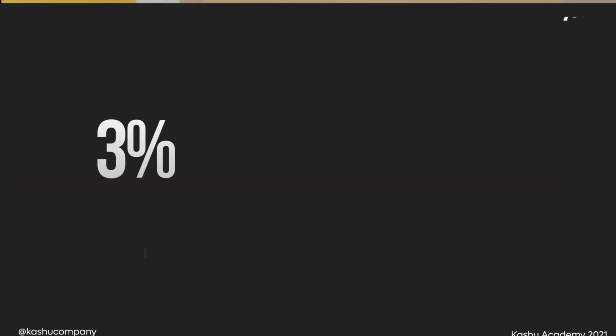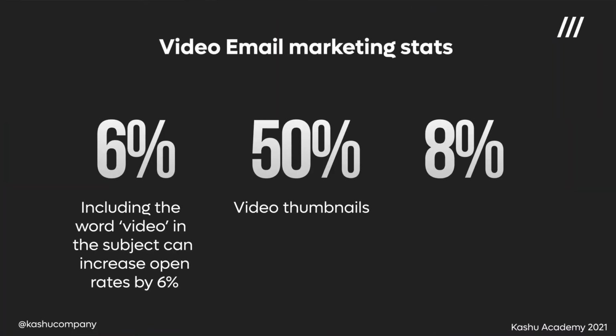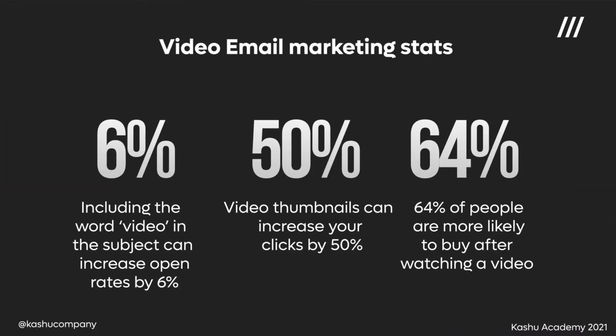The reason why videos are so effective is that they simplify complex ideas, especially for B2B companies. In fact, including the word video in your subject text can increase open rates by 6%, and adding an engaging video thumbnail can increase your clicks by 50%. We'll talk about adding thumbnails later in this video because they're vital for increasing your click-through rate and open rates. The other important thing about videos is that you can build a library of them and use them on different channels to get even better results.